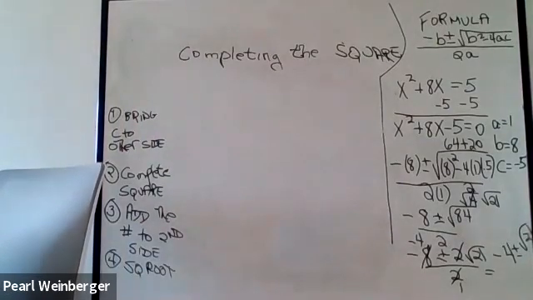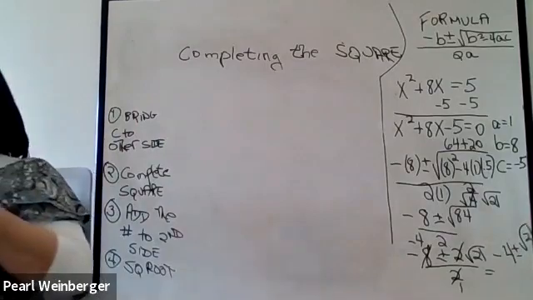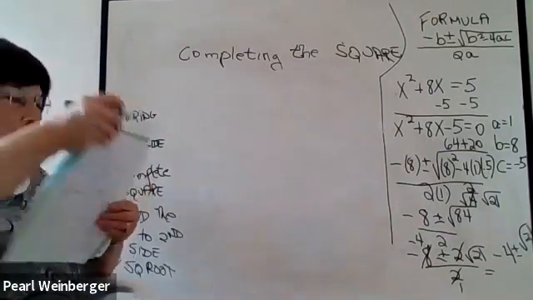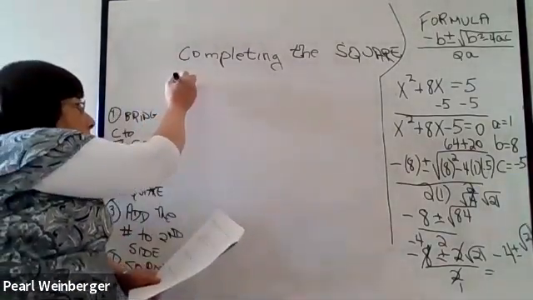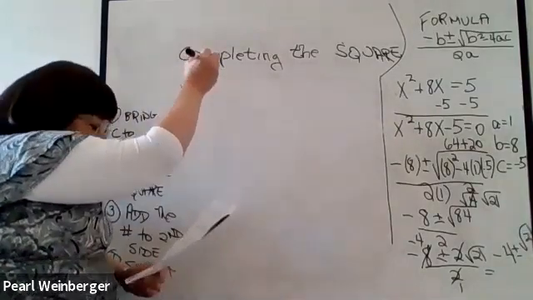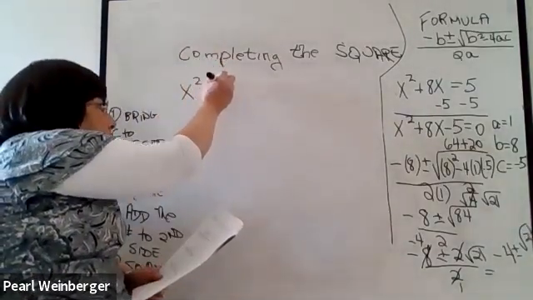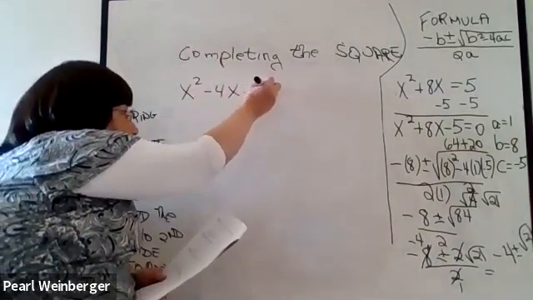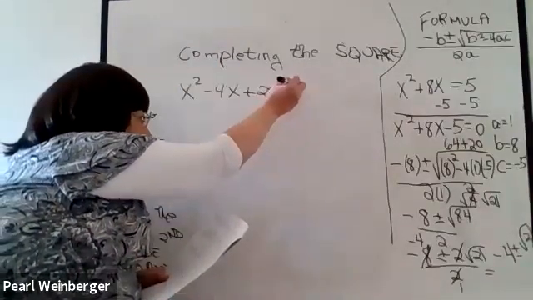You should know I'm taking these off of old finals so that you can try it either way. x squared minus 4x plus 29 equals 0.